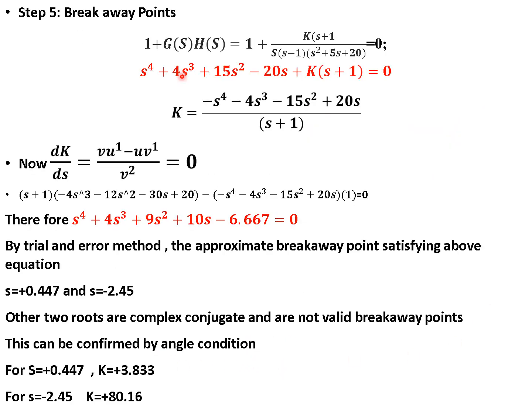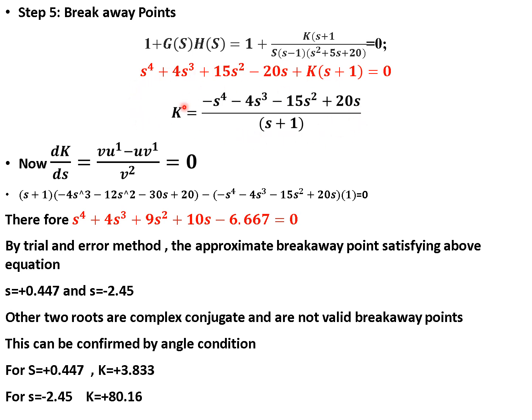Step 5, breakaway points. From observation, we come to know that there exist two breakaway points. Now let us check them. So we have 1 plus G(s)H(s) equal to 1 plus K times (s plus 1) divided by s(s minus 1)(s square plus 5s plus 20), which is nothing but the characteristic equation. When we rearrange this, we get s to the power of 4 plus 4s cube plus 15s square minus 20s plus K(s plus 1) equal to 0. Let us rearrange this in terms of K. So K is equal to minus s to the power of 4 minus 4s cube minus 15s square plus 20s, divided by s plus 1.